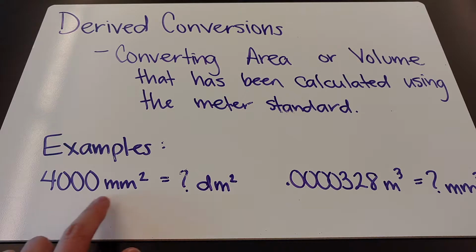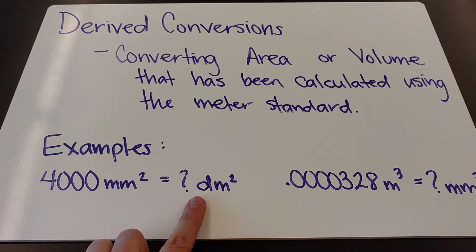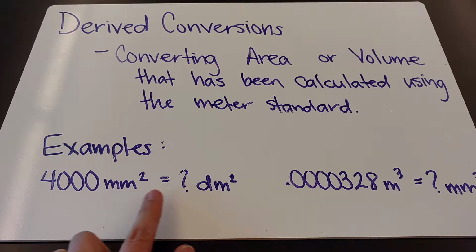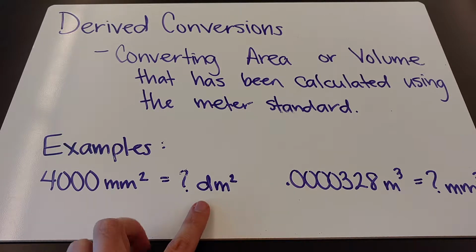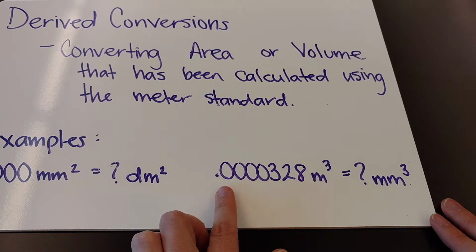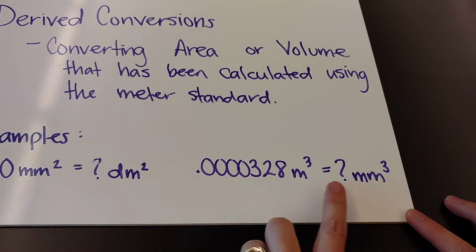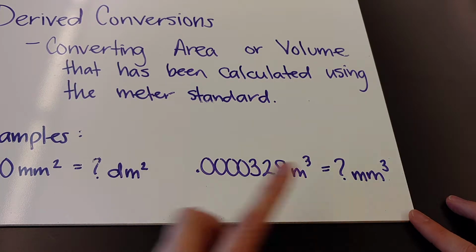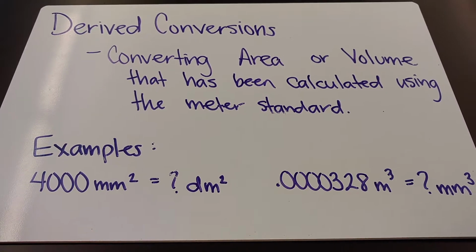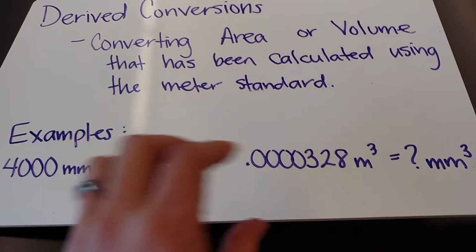4,000 square millimeters is how many square decimeters? Okay, or 4,000 millimeters squared is how many decimeters squared. The unit is squared because it's an area measurement. Okay, this example, 0.0000328 meters cubed is how many millimeters cubed. Okay, so let's take a look at how we're going to approach these problems and how that's different from a simple conversion.